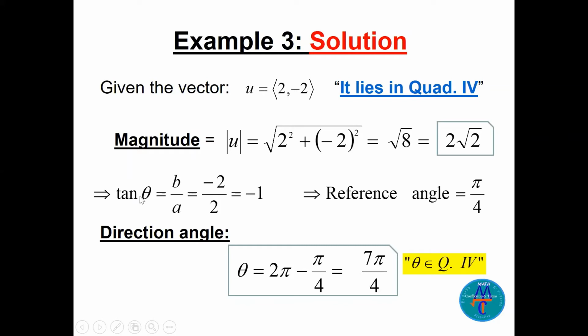Now let's say tan of theta is b over a, which is minus 2 over 2, which is minus 1. From this, we can find the reference angle. Tan theta is 1, which means the reference angle is pi over 4. And this minus means it is in quadrant 4, because of the plus and minus; sometimes it can be minus plus, and it will be in quadrant 2. So the direction angle, remember, is 2 pi, which is in quadrant 4, minus the reference angle pi over 4, which will be 7 pi over 4. This is the direction angle of the vector u.